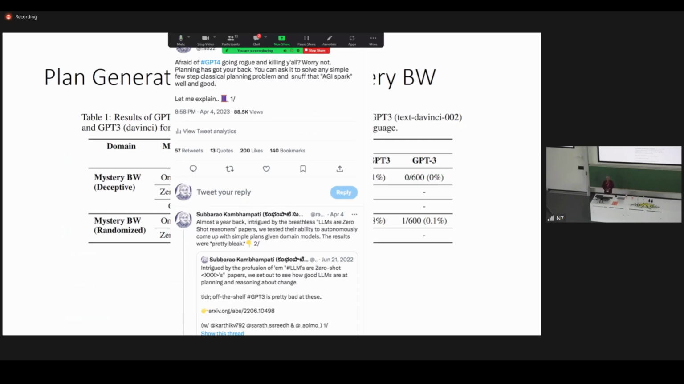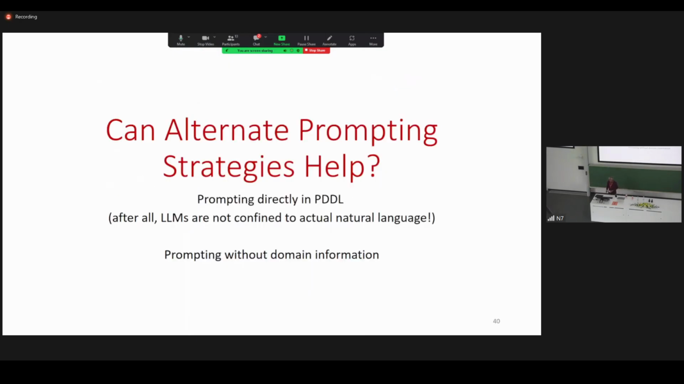You can ask it to solve any simple few-step classical planning problem and snuff that AGI spark well and good, because it can't solve them if life depended on it. That's at least the case, right? And people agreed that this is a reasonable test. And in fact, we know that it doesn't actually plan, at least the way we think about planning.